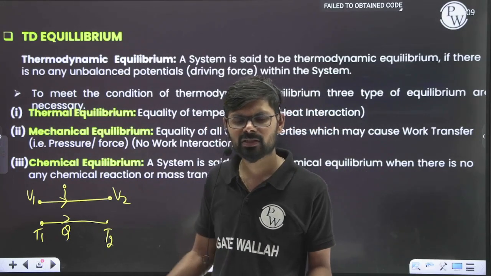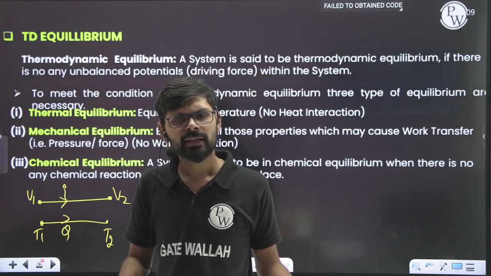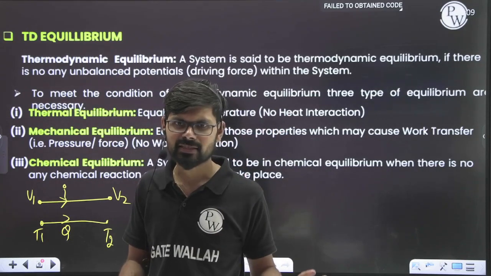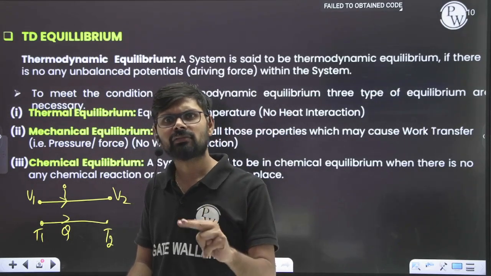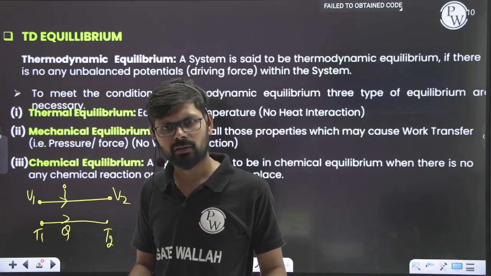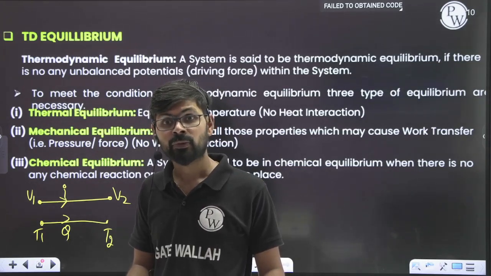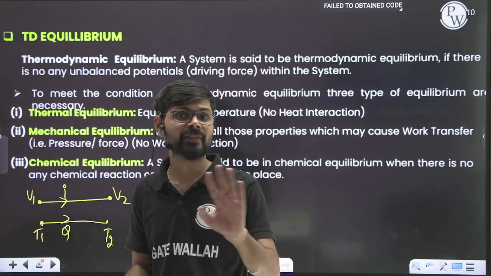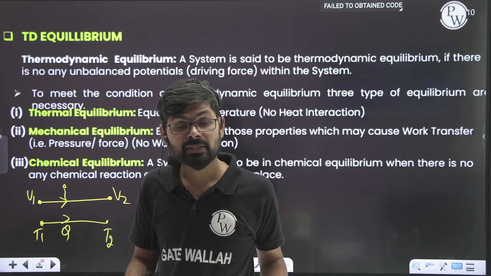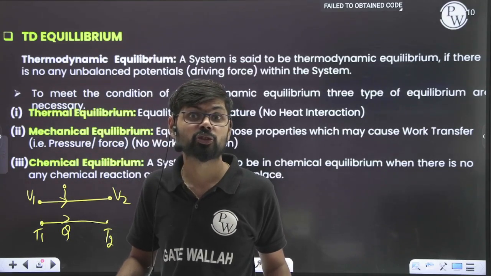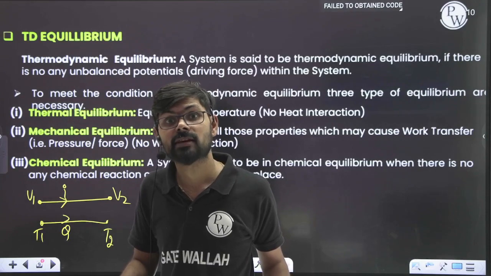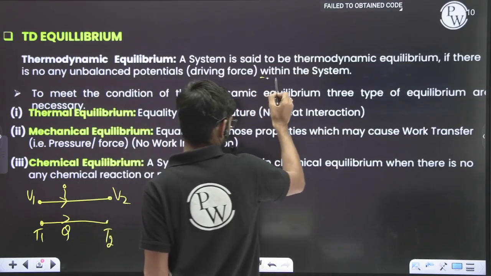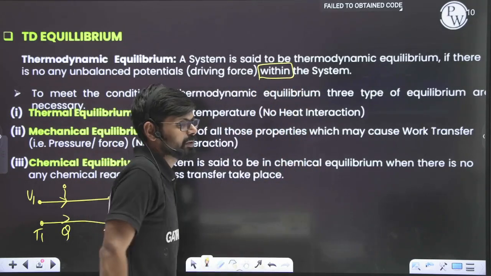Generally in thermodynamics we all know that we take 3 types of interaction between system and surroundings, correct? One is heat transfer, one is mass transfer, one is work transfer. Heat, mass and work. If these work, heat and mass interactions take place between system and surroundings, no problem. But within the system they should not exist. Then only we'll say our system is in thermodynamic equilibrium. Here the words 'within the system' are very important.